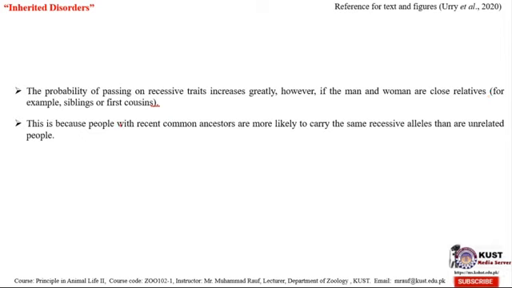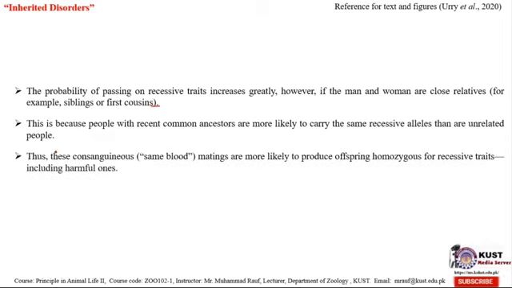This is because people with recent common ancestors are more likely to carry the same recessive alleles than are unrelated people. So consanguineous matings are more likely to produce offspring homozygous for recessive traits, including harmful ones.